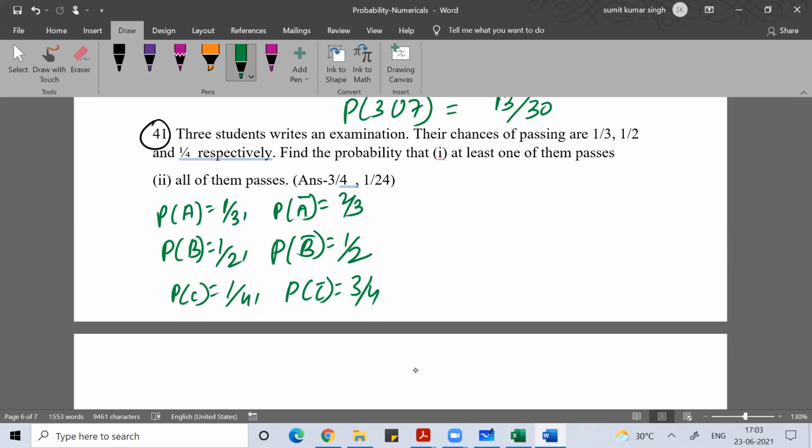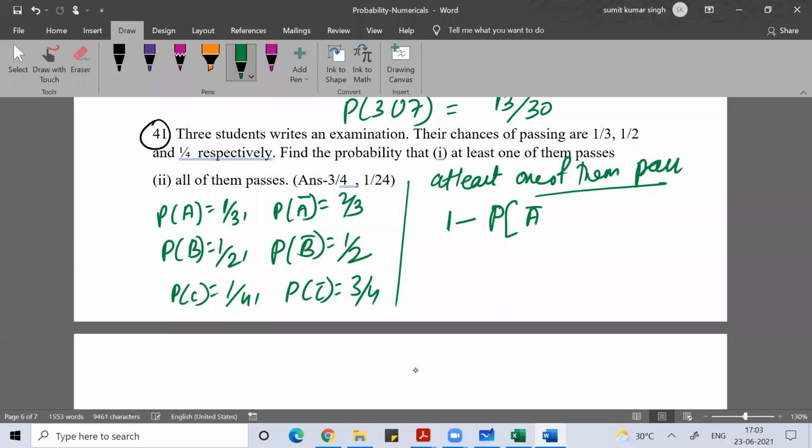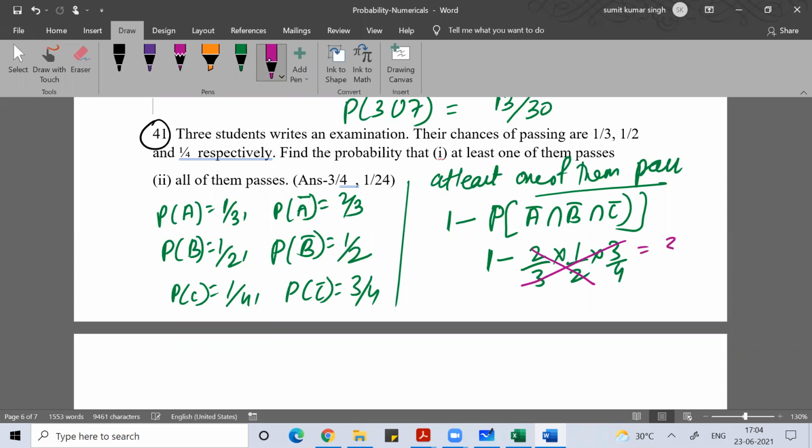So the probability that at least one of them will pass. We have done, I think, a lot of questions on this: at least, at most, and all. At least one of them passes, so that is 1 minus the probability that none of them pass. 1 minus 2 by 3 into 1 by 2 into 3 by 4. That would be 3 by 4.